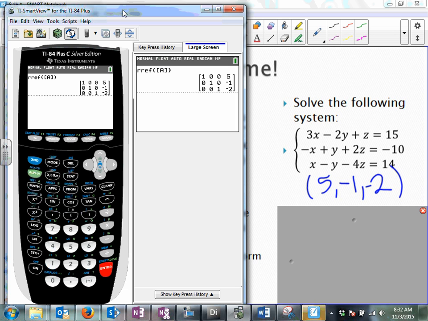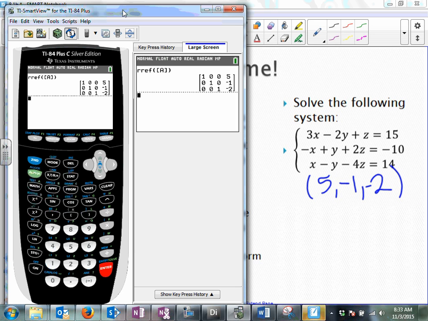Okay. Do you want to walk through that again? We're going to do it one more time with a 2x2. Okay? So let me give you a system of equations here. 2 by 2.